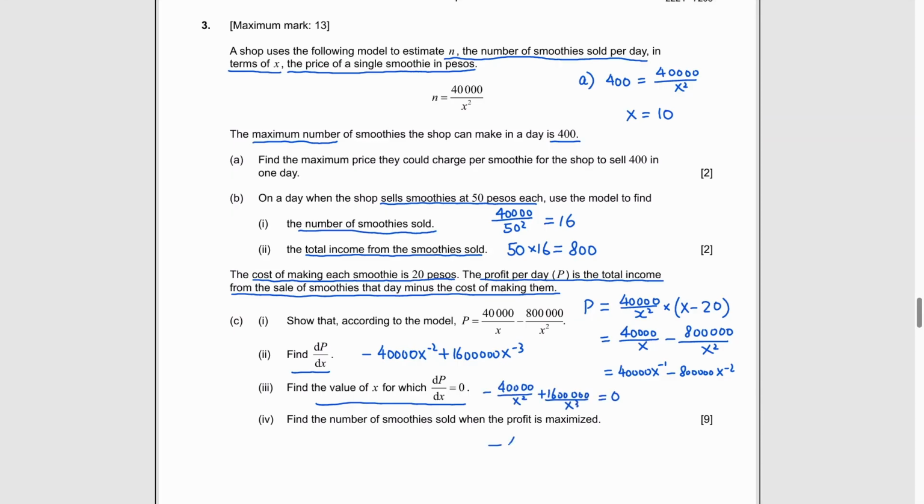By multiplying through by x cubed, it becomes a linear equation, and we find x equals 40. Profit is maximized when the derivative is 0, so we substitute x equals 40 back into the original equation to get n equals 25.